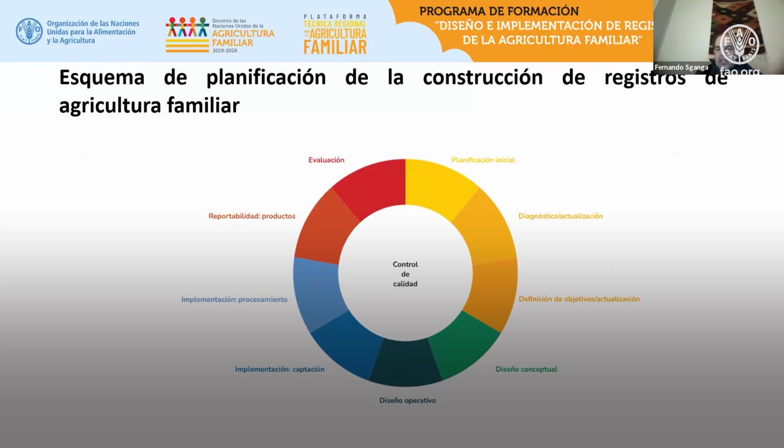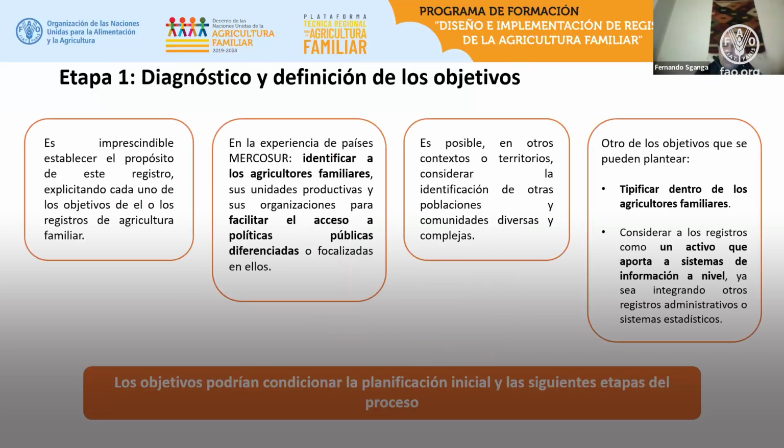This is the general planning. We have the initial planning, the starting point, the setting of goals, concept definition, then implementation, then processing, then reporting of products, and then ongoing evaluation. This is a simplified planning scheme. Many of you might be familiar with it, but without this planning, we cannot set the goals. So we're talking here about the registry of family farming, how it works, the regional experience, the concept definition, and then we will see how we build these registries.